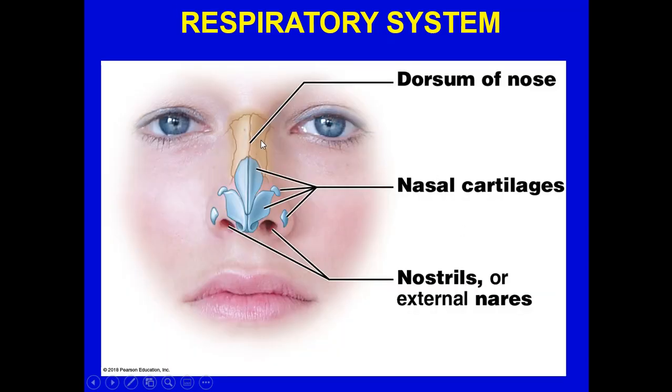Here is the dorsum of the nose. You have nasal cartilages here. You have the nostrils, otherwise known as the external nares. Now, the point I want to bring up here is this. If you have a break in the nose here, now notice these are the two nasal bones I said earlier, it is going to be quicker in healing than if you have a break down here in the cartilages. That's because cartilage heals far slower than bone tissue.